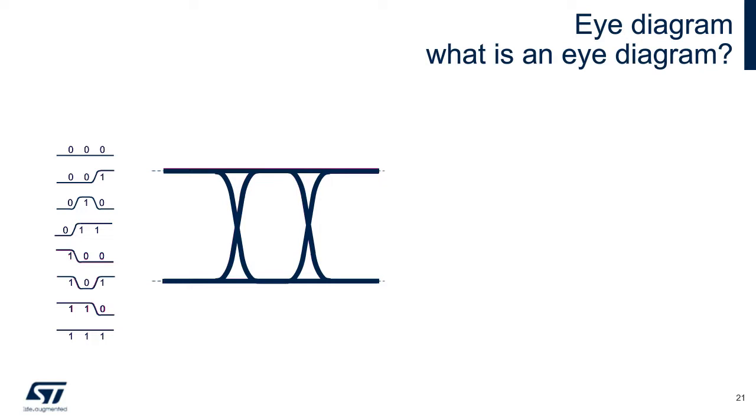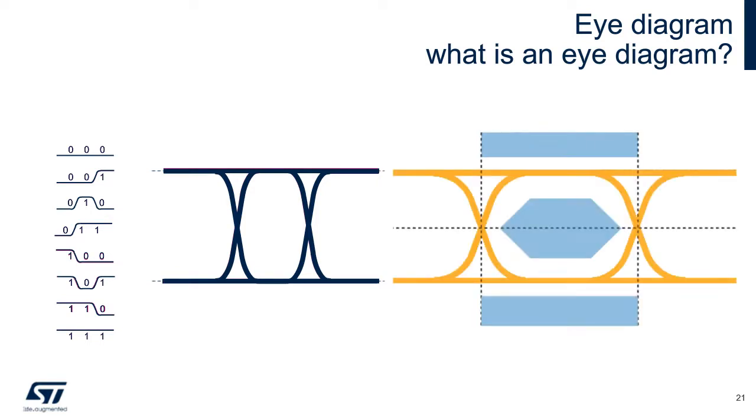Acceptable signals are often defined with the use of a mask, here in blue. The mask usually consists of a polygon in the middle of the eye and rectangles above and below the eye. If the measured traces cross the mask boundaries, the signal quality is considered unacceptable. High-speed buses, standards like HDMI, USB, and so on, often specify eye diagram masks.